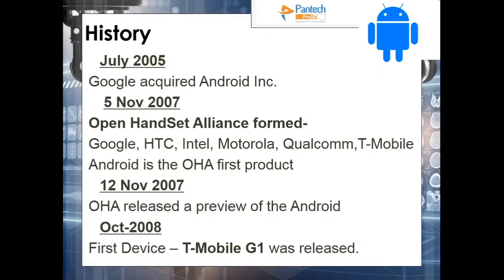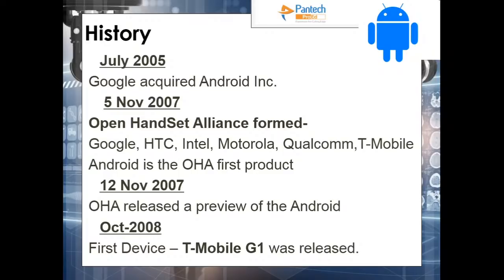So the thing is, Google said we have an OS like Android that will be used for mobile phones. Whoever needs it can come and sign with us, and we will provide the OS to all the mobile phones. Like that, the Open Handset Alliance was formed on 5 November 2007. Companies like Google, HTC, Intel, Motorola, Qualcomm, which is nothing but the processor maker, the one that produces Snapdragon, and T-Mobile's Android. So these are the companies that first signed for the Android OS.